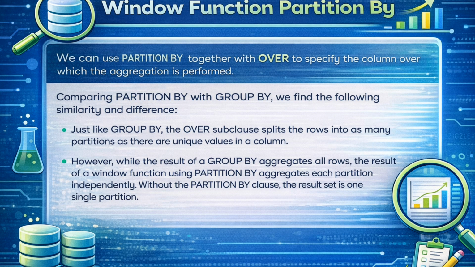Let's understand how partition by works in SQL window functions. We can use partition by together with the over clause to specify the column over which the aggregation is performed. Now, let's compare partition by with group by to understand the similarity and difference. Just like group by, the over subclause splits the rows into as many partitions as there are unique values in a column. However, there's a key difference. While group by aggregates all rows and returns a single result per group, a window function using partition by aggregates each partition independently without collapsing the rows.